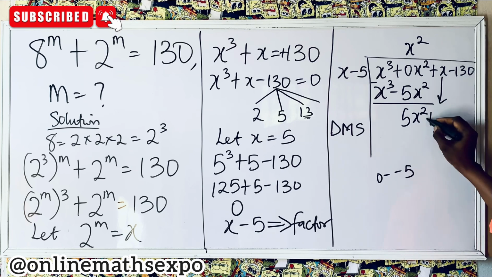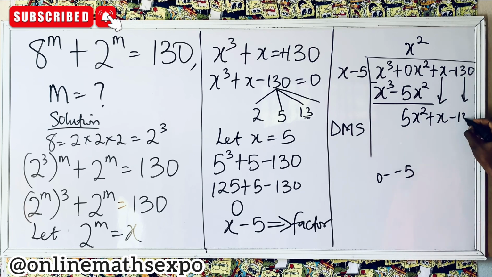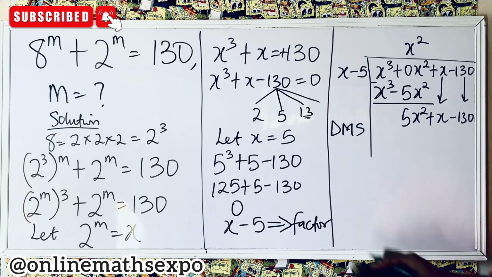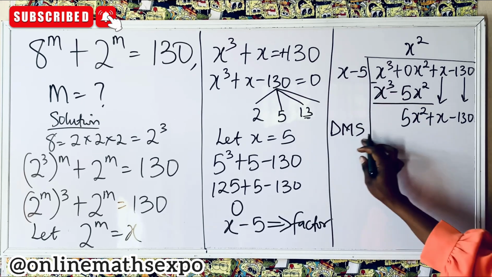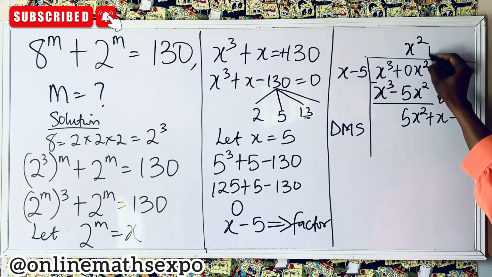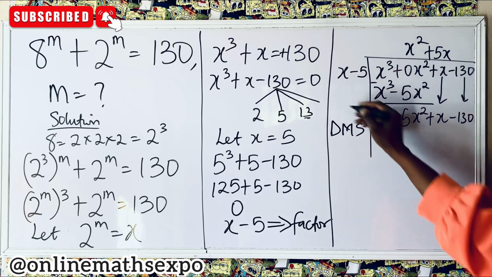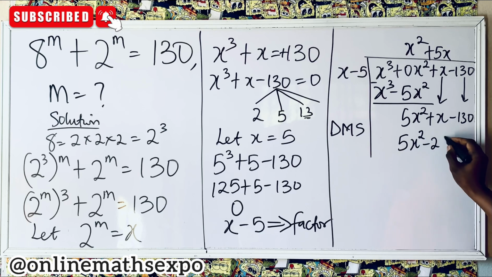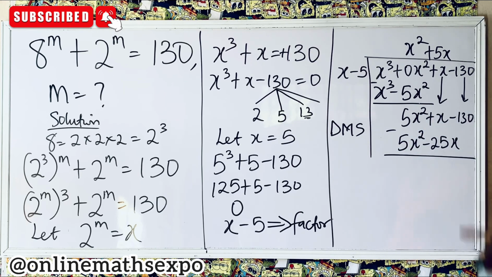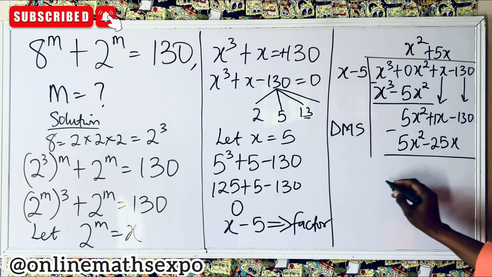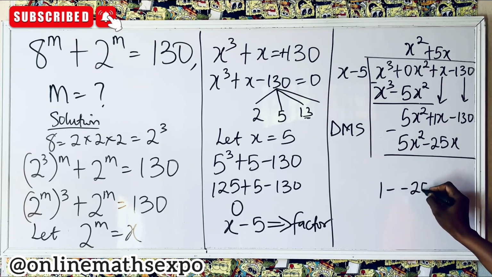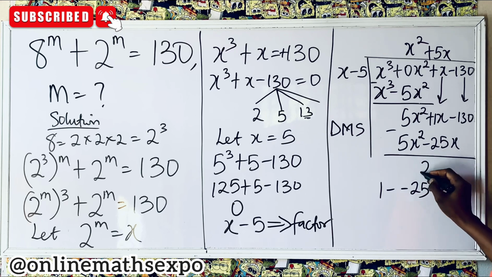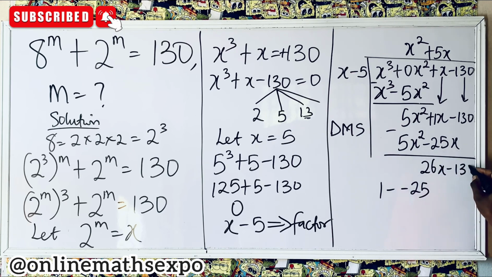You bring down this and bring down this. Okay? So what do you do again? Use this again. Repeat this cycle again. This will go here to give us 5x. Multiply, we have 5x squared. Multiply this, we have -25x. Subtract. This will cancel. Then we have 1 is here, as you know. So 1 minus 25 will give us 26x minus 130.